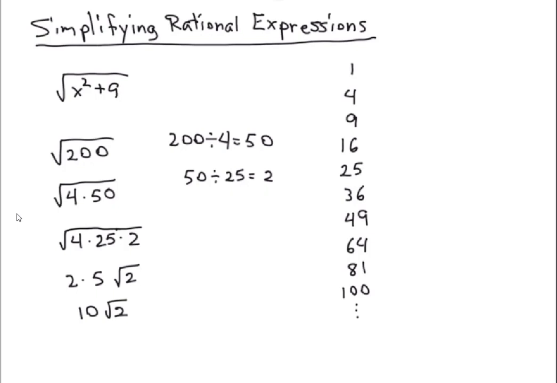Okay, now that's the step-by-step approach to it. We can get there in one big leap if we look at this list and say, oh, what's the biggest number on this list that goes into 200? And we see, oh, 100 goes into 200. So immediately we could start off this by saying square root of 200 equals square root of 100 times 2, which is going to be 10 square root of 2. We get the same answer, but we do it in fewer steps.